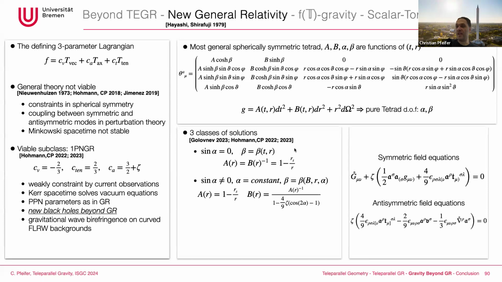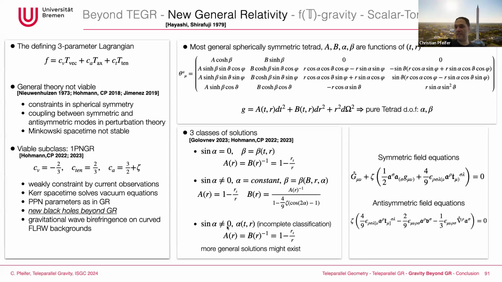Then the more interesting class is when sine alpha is not 0, but alpha is still a constant. Then we can uniquely determine beta as a function of the metric coefficient, the radius, and this now constant alpha, and we get that the T component of the metric is given by the usual Schwarzschild expression, but the RR component gets a modification here, which is sourced by the coefficients of the theory.